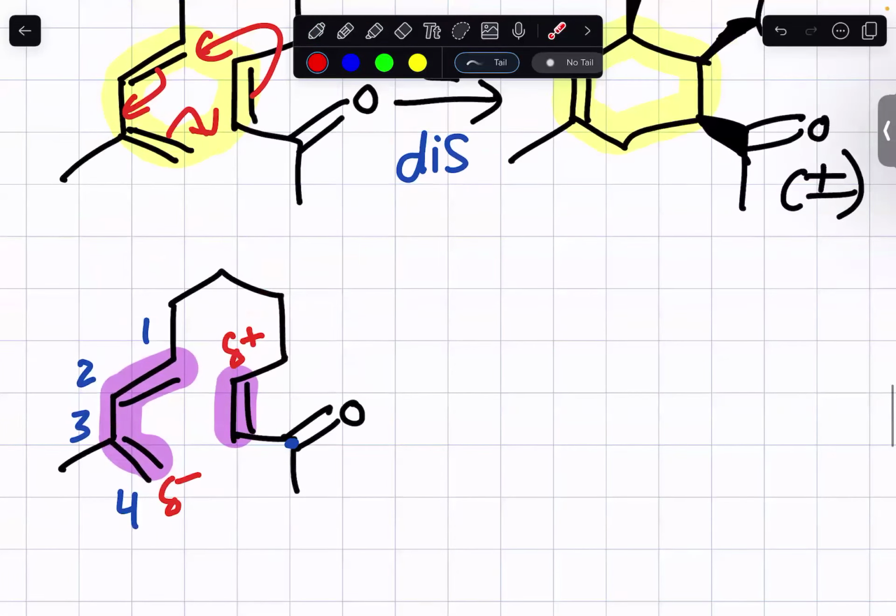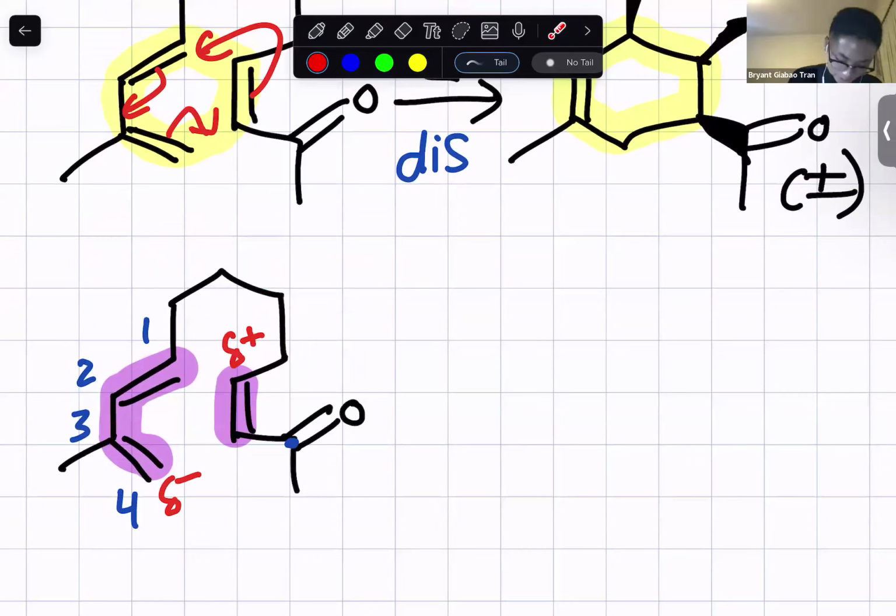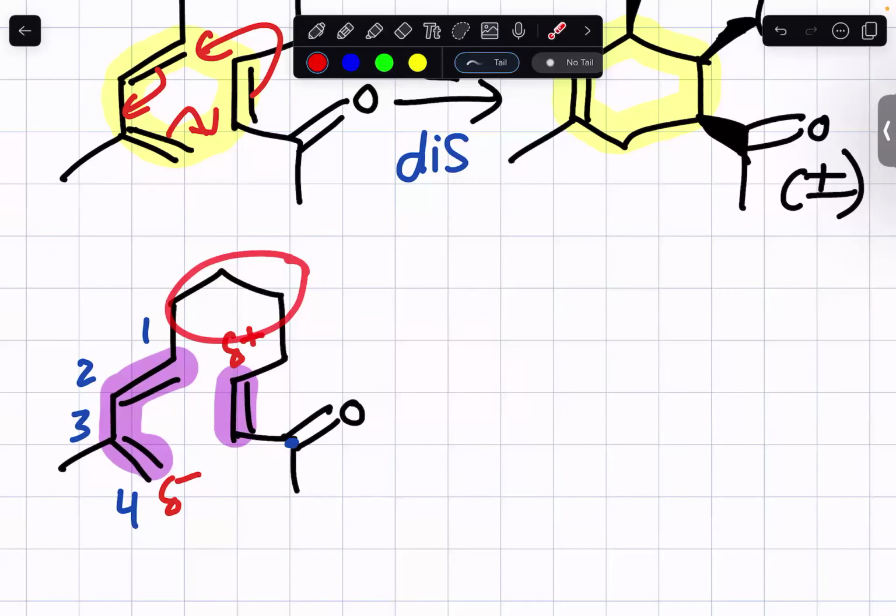So is it not possible because you can't rotate it? Yeah, we can't flip it upside down because of this ring right here. Okay. But wait, I thought there would be a partial positive charge at the carbonyl.